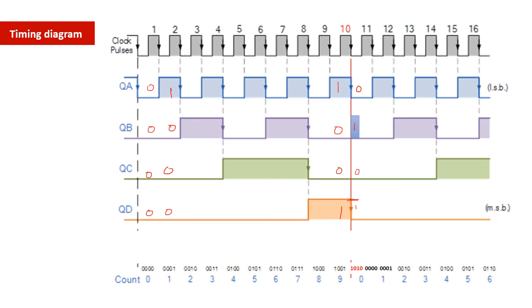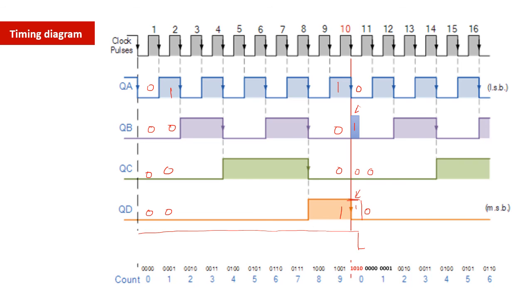Now you can see that your QD and QB are 1 at this instant. So what happens to the NAND gate output? NAND gate output will become 0. Initially it was 1. For all other inputs it will be 1. At this instant the NAND gate output will become 0. So when the NAND gate output is 0, a 0 signal will be coming to the clear pin of all the flip-flops. That means your flip-flops get reset. So flip-flops get reset means the flip-flop outputs will become 0.